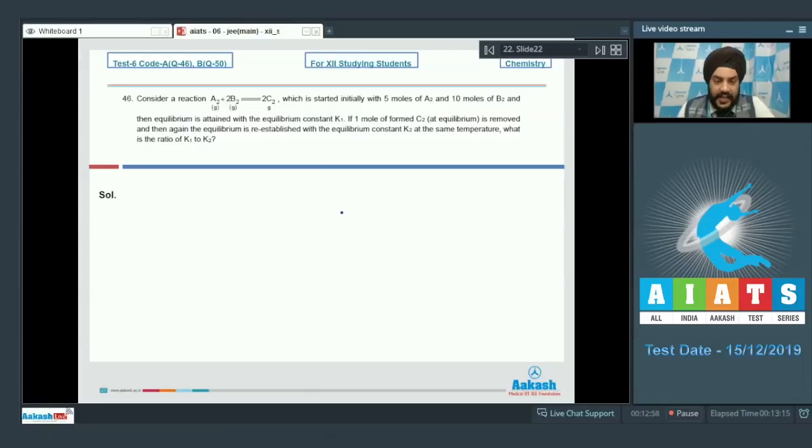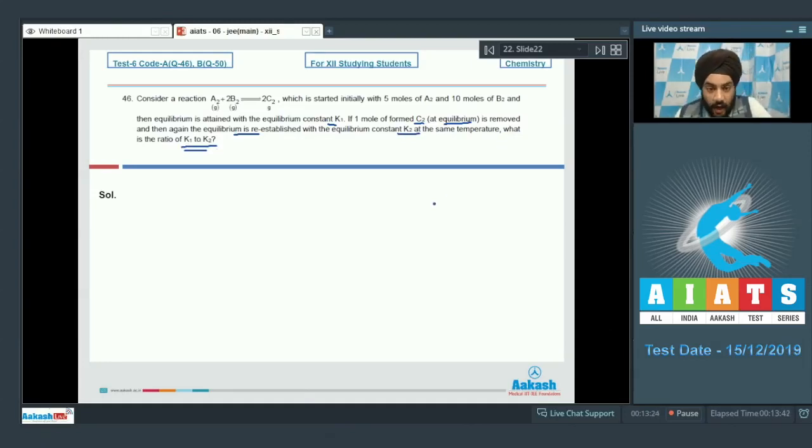Question number 46. Consider a reaction A2 plus 2B2 giving us 2C2, which is started initially with 5 moles of A2 and 10 moles of B2, and then equilibrium is attained with the equilibrium constant K1. If 1 mole of formed C2 at equilibrium is removed, and then again the equilibrium is re-established with the equilibrium constant K2 at the same temperature, what is the ratio of K1 to K2?